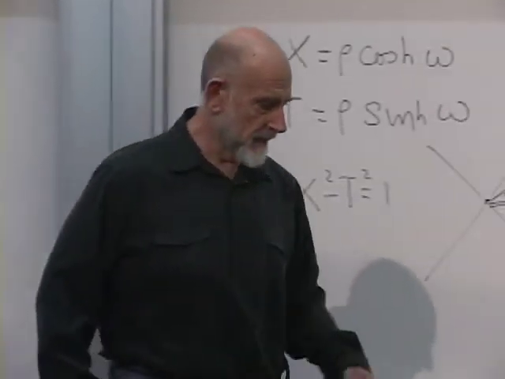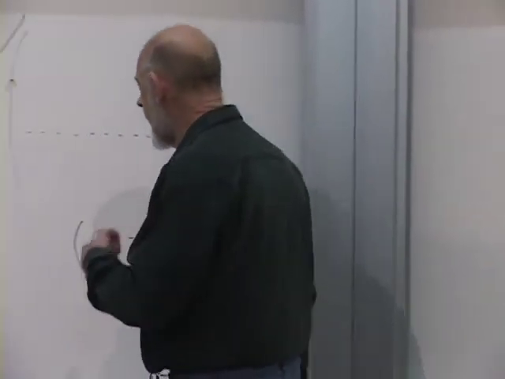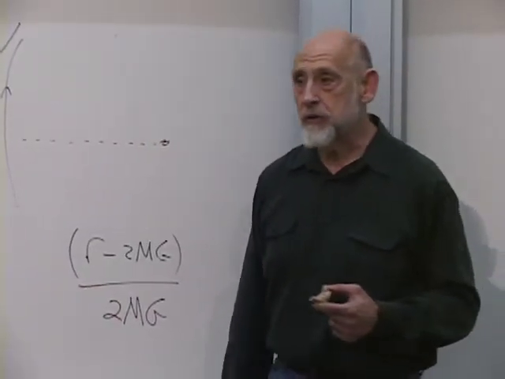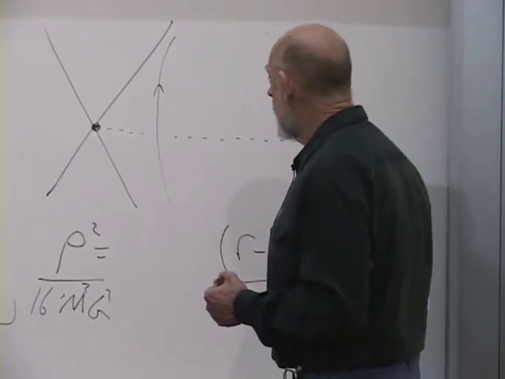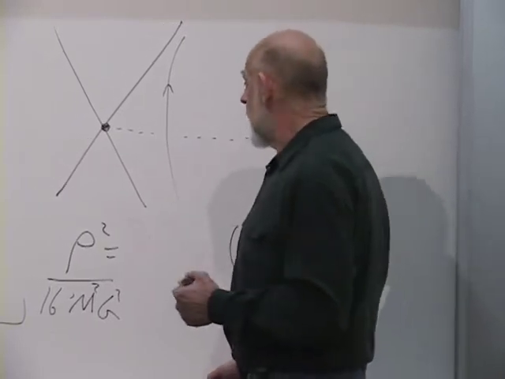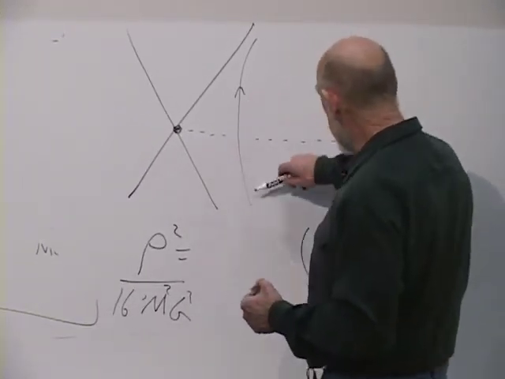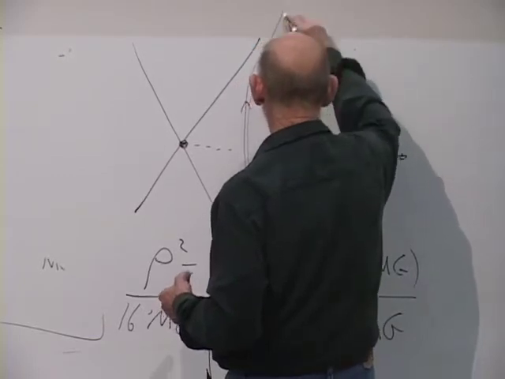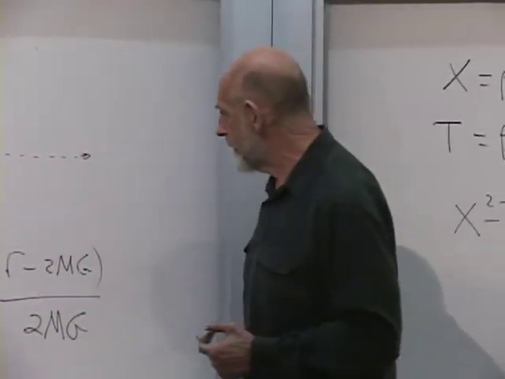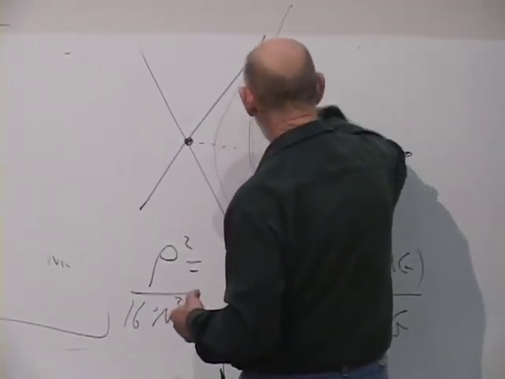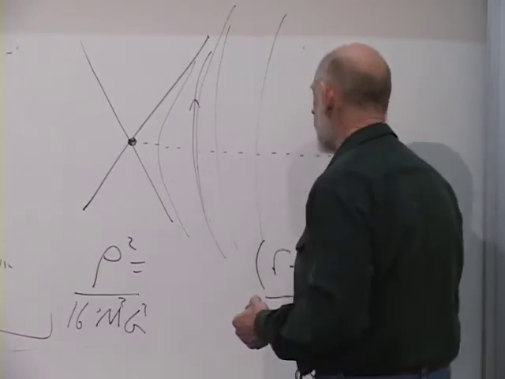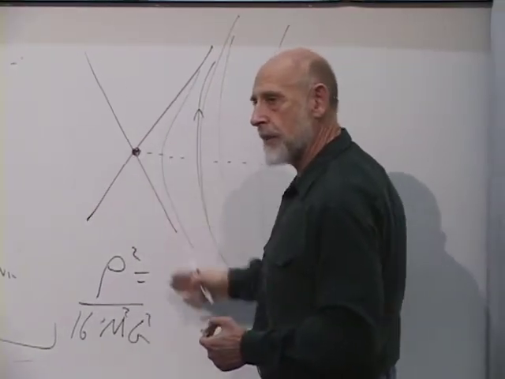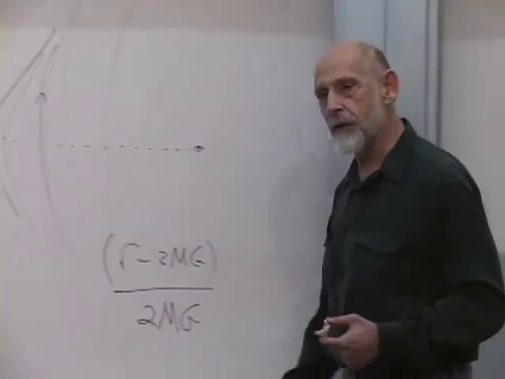That's always outside the horizon. Okay, let's talk about where the horizon is now. Somebody who is outside the horizon is at an r which is larger than 2mg. What does that mean in terms of rho? It means a positive value of rho squared. It means out here. Remember, the hyperbolas are lines of constant rho. Here's rho equals one value, here's rho equals another value, here's a bigger value of rho, and so forth. Outside the black hole is to the right of this pair of lines. Okay? That's outside the black hole.